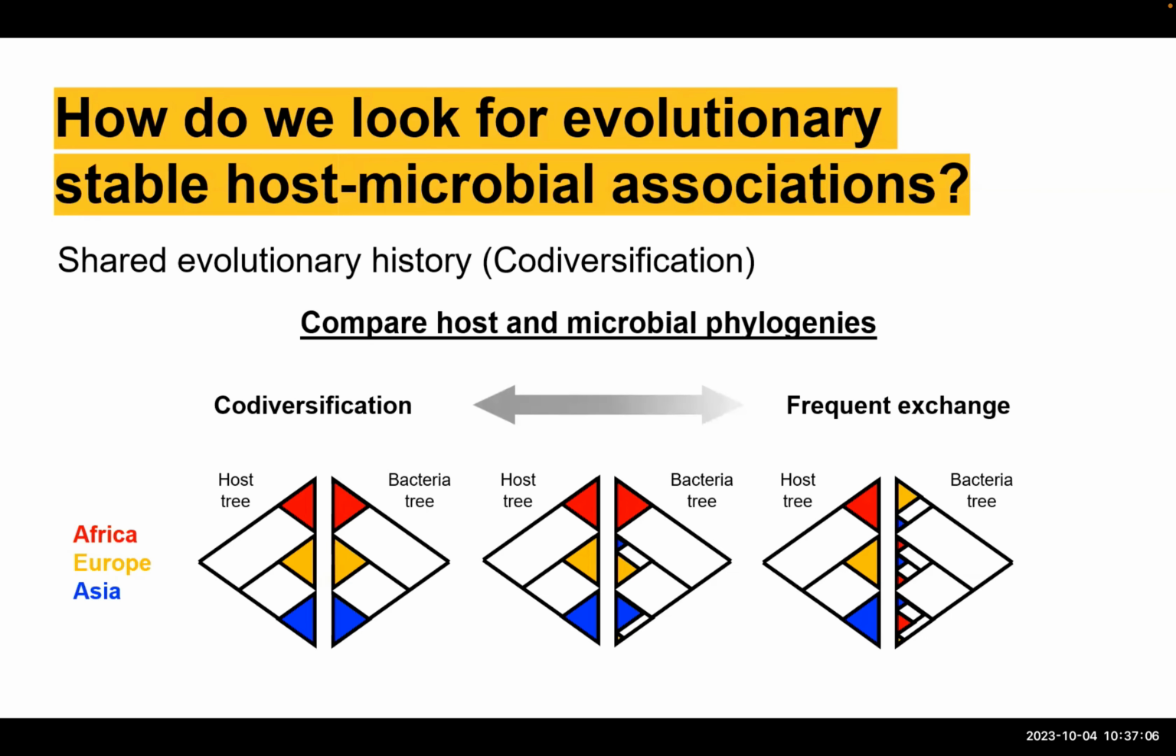To look for the shared evolutionary history, we can create the host phylogeny and the bacterial phylogeny. And when we see this matching pattern, this is the pattern of co-diversification. And on the extreme end, when you see this mismatch pattern, it suggests these strains are being transferred between these host populations throughout the history. So the idea is to try to rank, say, the human gut microbial species by their degree of co-diversification.